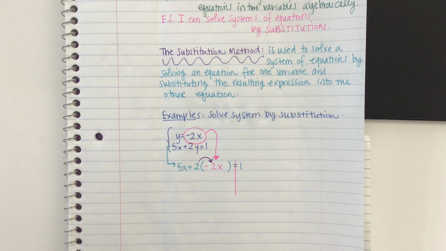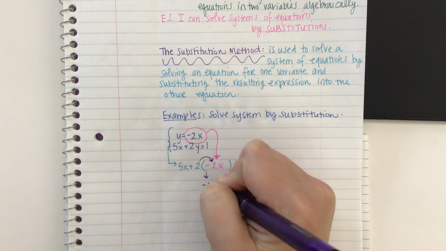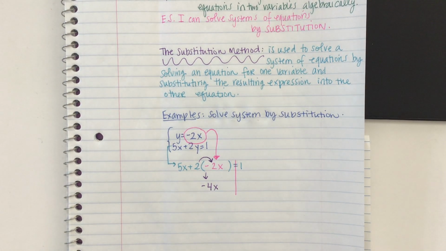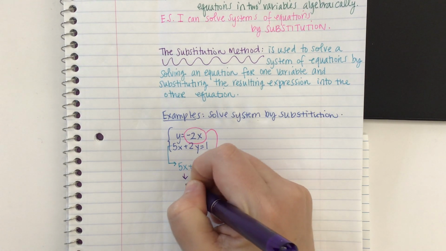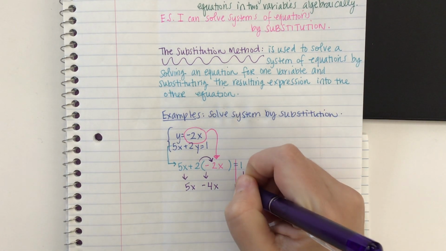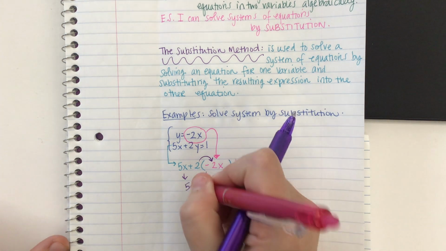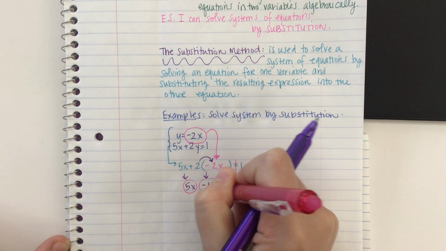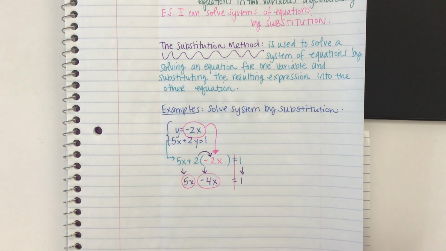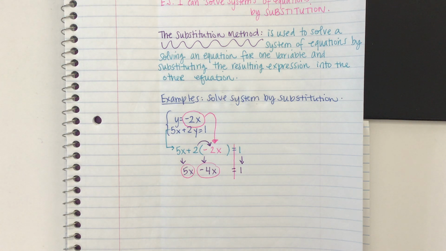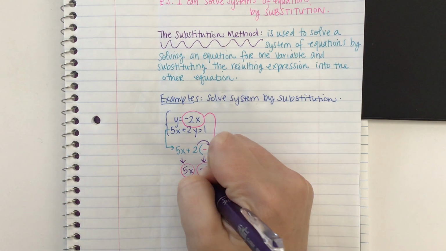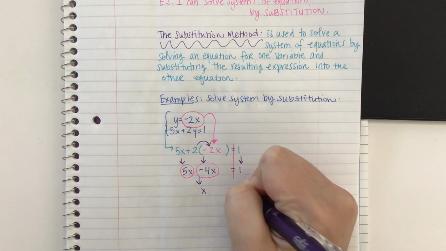So positive 2 times negative 2x is negative 4x. And then we bring down everything we didn't use, which was the 5x and the 1. Now when we get to this point, we see that we have two x terms on the left-hand side, which means we are going to be combining like terms. So we have a 5x and we have a negative 4x. Those are the only two things on that side, so we can combine those. So when I combine 5x minus 4x, I get 1x. So this is x, and that equals 1.